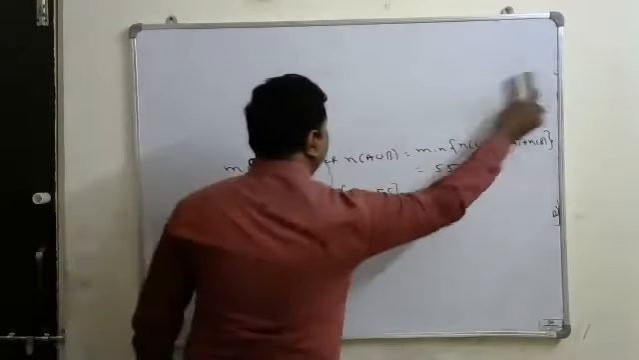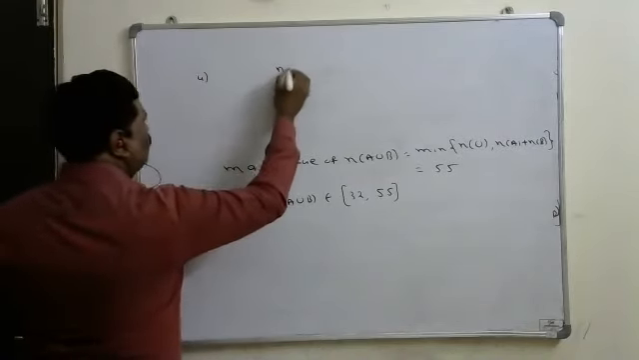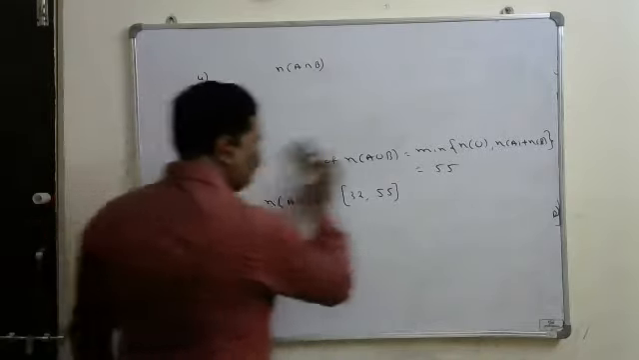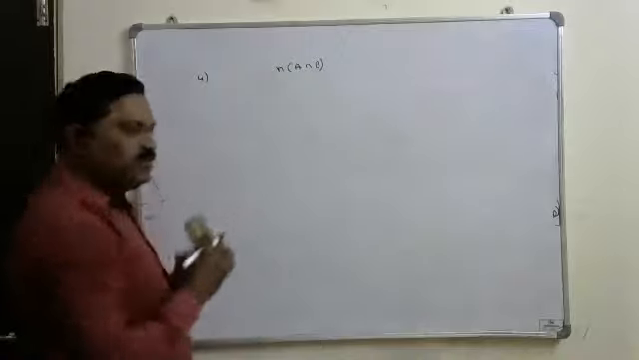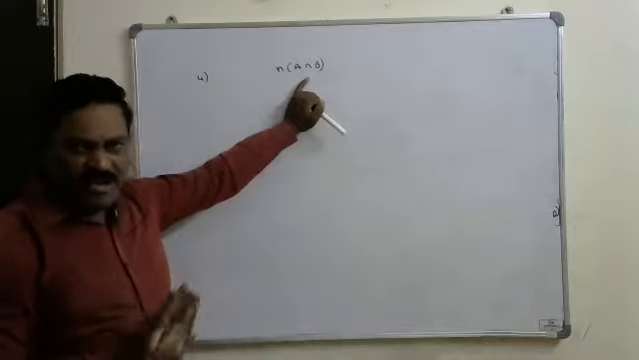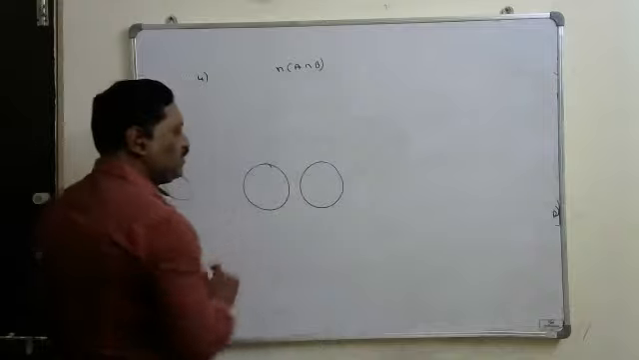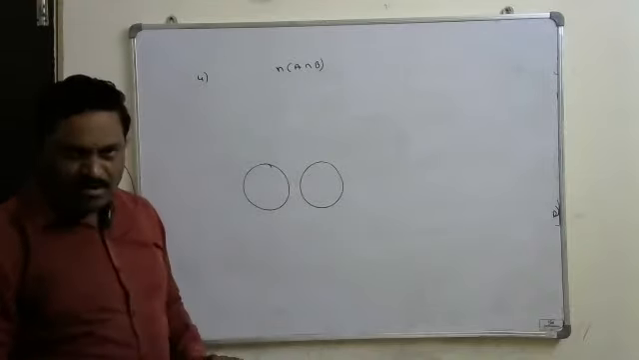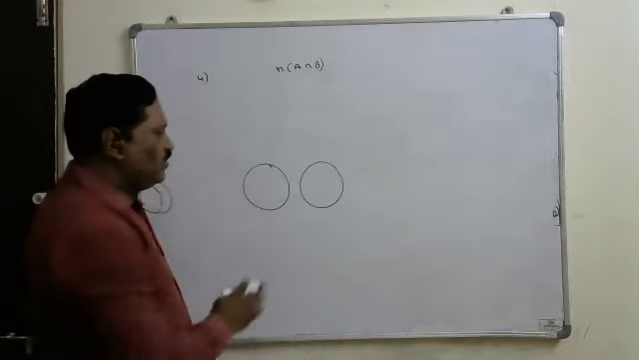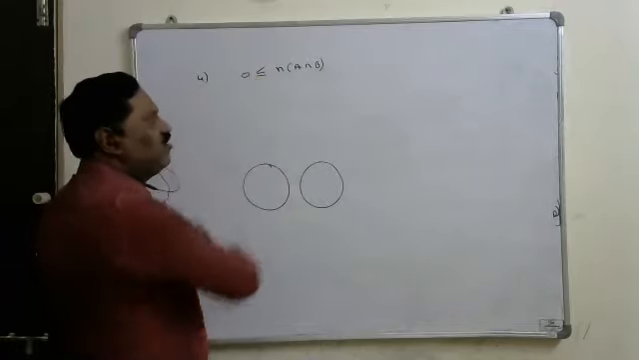Next, look at the next point. I want to find the range of n of A intersection B. What will be its minimum value? Because it's the number of elements, it never gives a negative value. If the two given sets are disjoint, meaning there is no common element at all, how many common elements will there be between A and B? Zero. That's why 0 will be the minimum value of this.